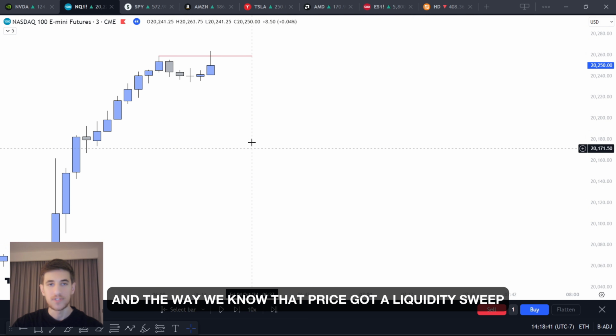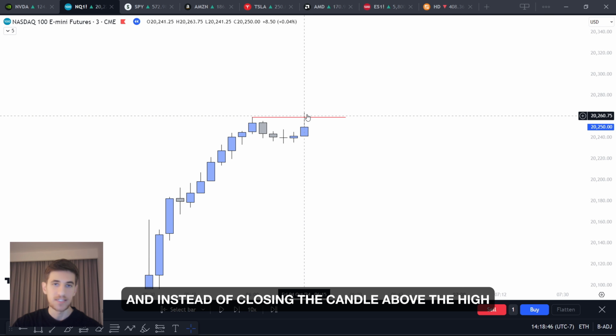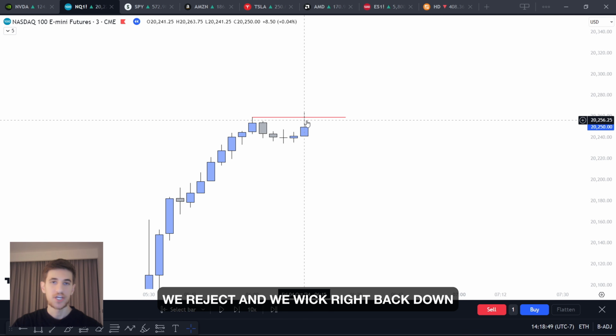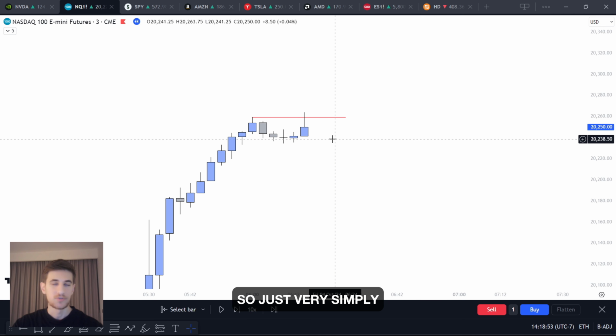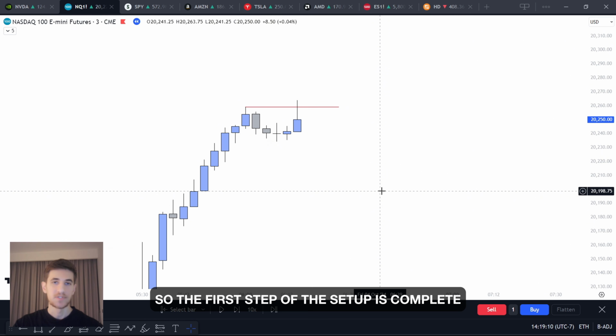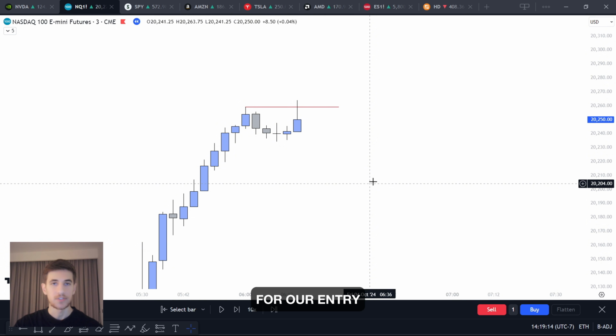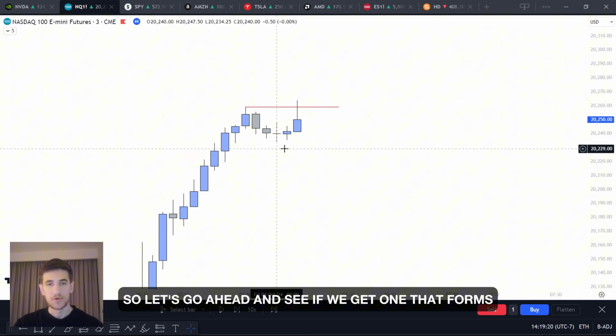And the way we know that price got a liquidity sweep is if price breaks and instead of closing the candle above the high, we reject and we wick right back down. So just very simply, we want to see price break above the high and we want to see it reverse right back down instead of continuing back up. So the first step of the setup is complete, and now the only thing I want to look for is a fair value gap for our entry. So let's go ahead and see if we get one that forms.